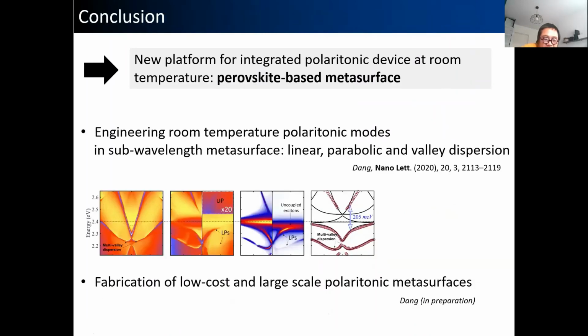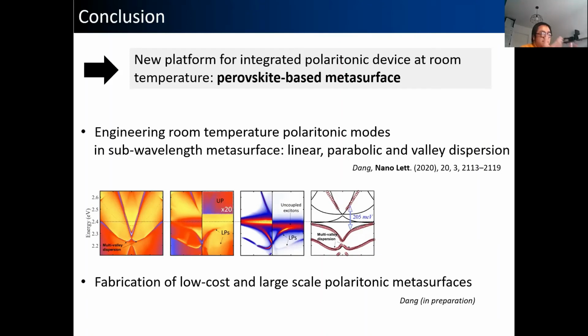So with this, I go up to the conclusion. We propose here a new platform for integrated protonic devices at room temperature. It's a perovskite-based metasurface. And as illustration, we show here how we can engineer room temperature protonic modes in subwavelength metasurfaces with linear dispersion as guided polaritons, parabolic dispersion like the one in a Fabry-Perot cavity, and even valley dispersion.